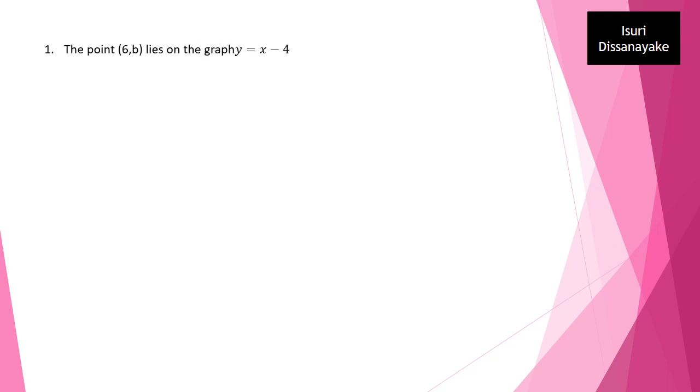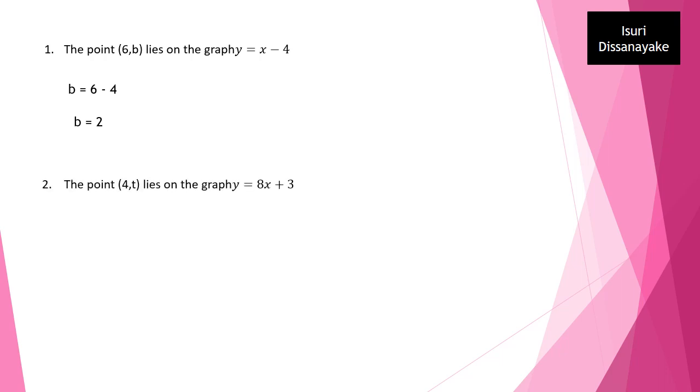Let's continue. The point 6, b lies on the graph y equals x minus 4. The question says 6, b lies on the graph y equals x minus 4. So your input is 6, which is the x coordinate. Your output is b, which you are going to find. Let's work it out. So b equals 6 minus 4. That's b equals 2.